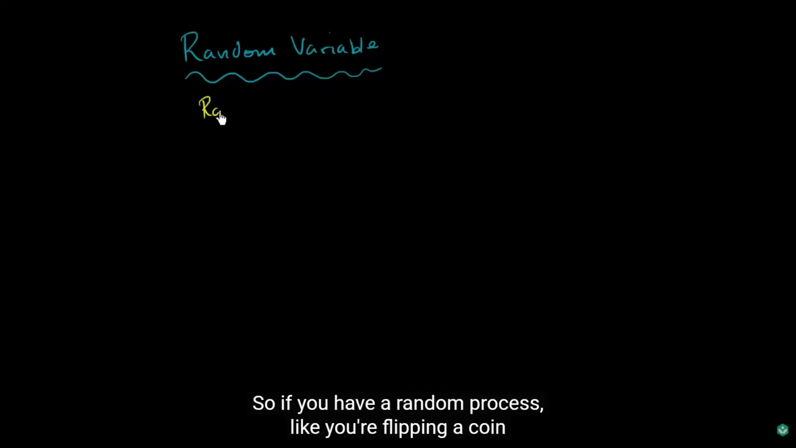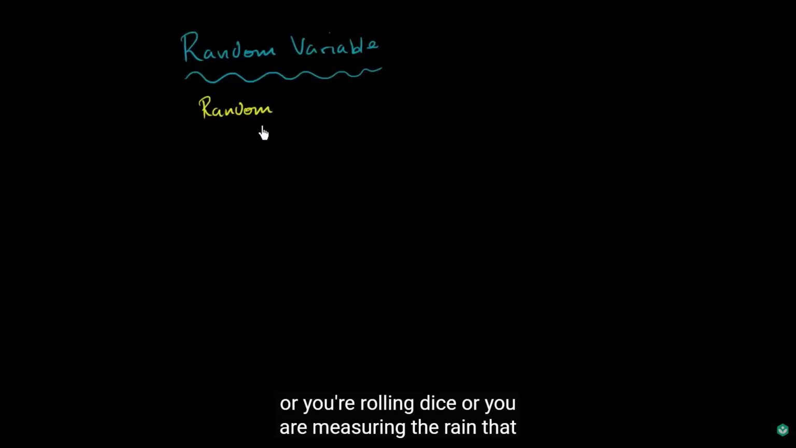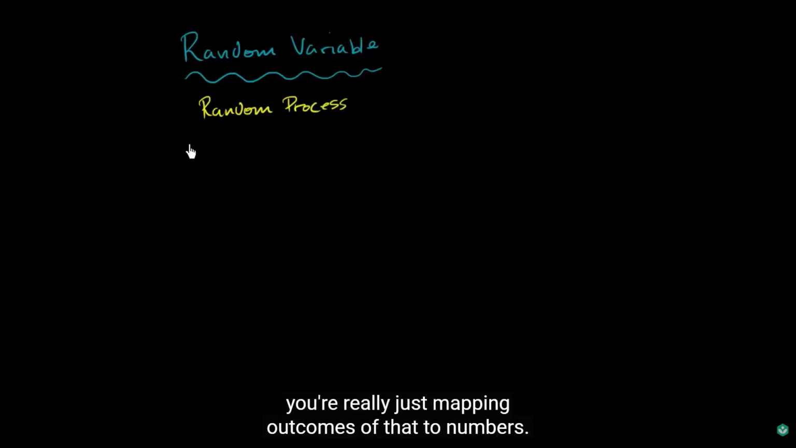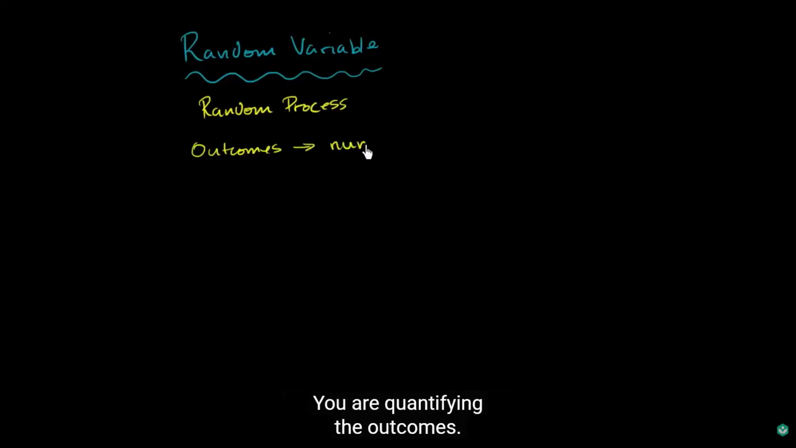So if you have a random process, like you're flipping a coin, or you are rolling dice, or you are measuring the rain that might fall tomorrow. So with a random process, you're really just mapping outcomes of that to numbers. You're quantifying the outcomes.